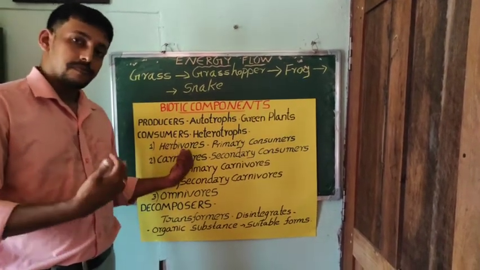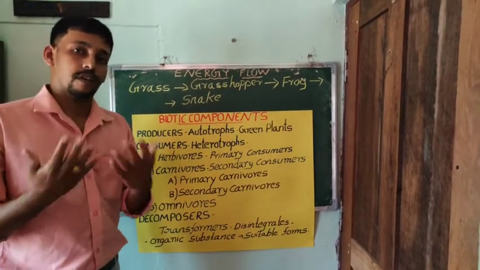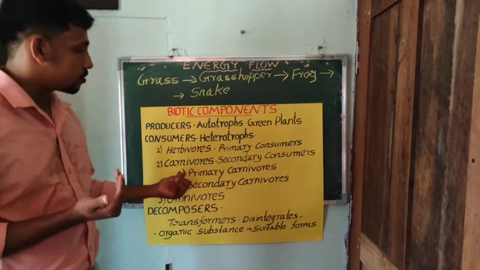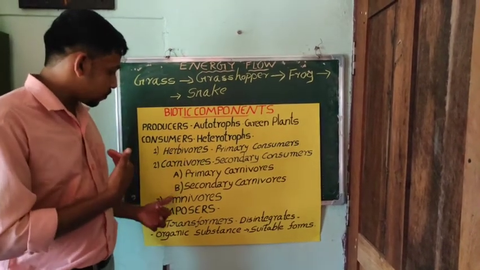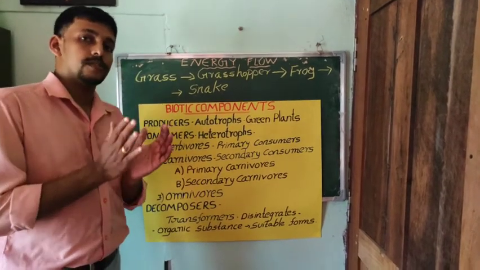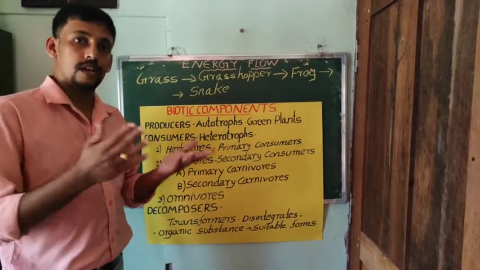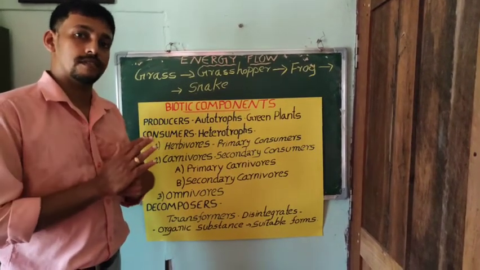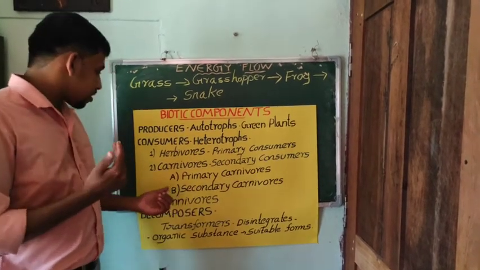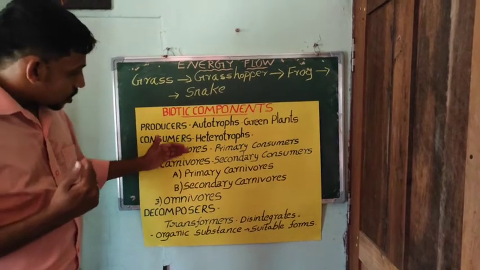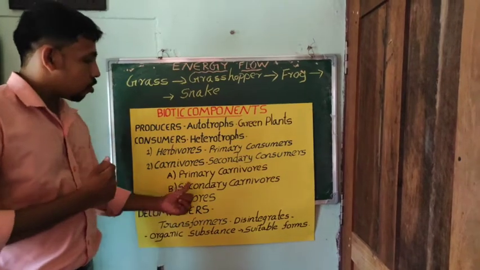Herbivores are organisms, animals which eat plant or plant products. Carnivores eat other herbivores. In the case of omnivores, these are organisms which can feed on both plants as well as animals. For example, we human beings are omnivores. So these are the consumers: herbivores, carnivores and omnivores.